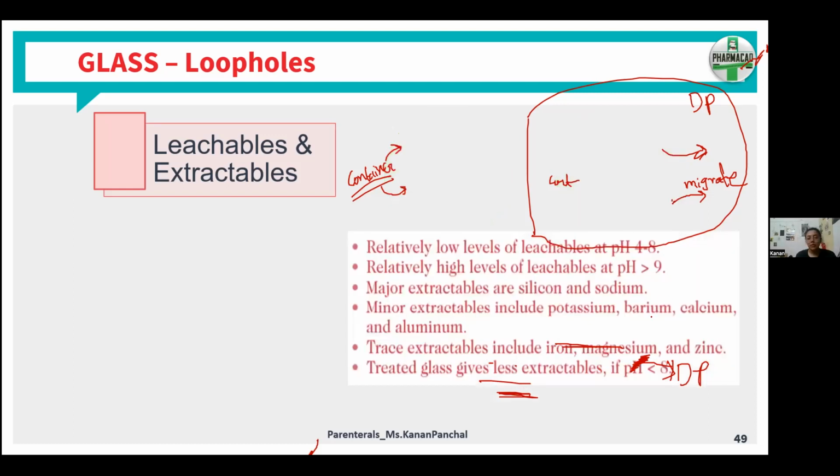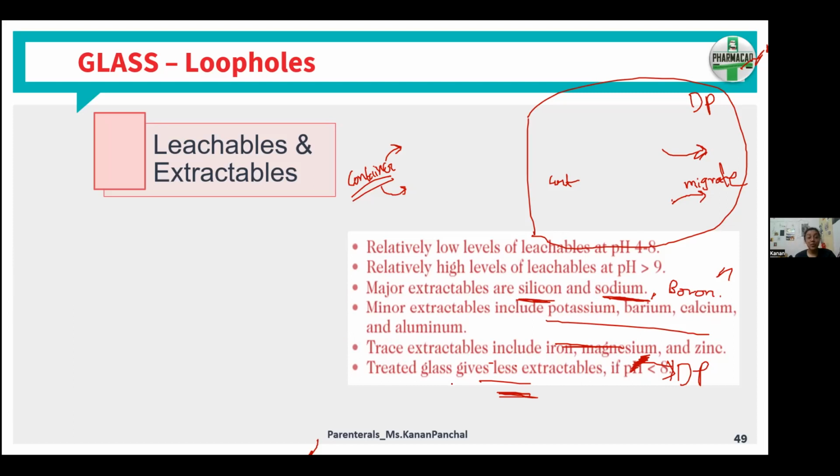Yeah, so these are some pointers here. There should be relatively low levels of leachables at pH 4 to 8. All right. High levels of leachables above pH 9 come from glass. Major extractables are silicon and sodium. Minor ones in a glass are even boron. Then trace, meaning even lesser, you have iron, magnesium, zinc.